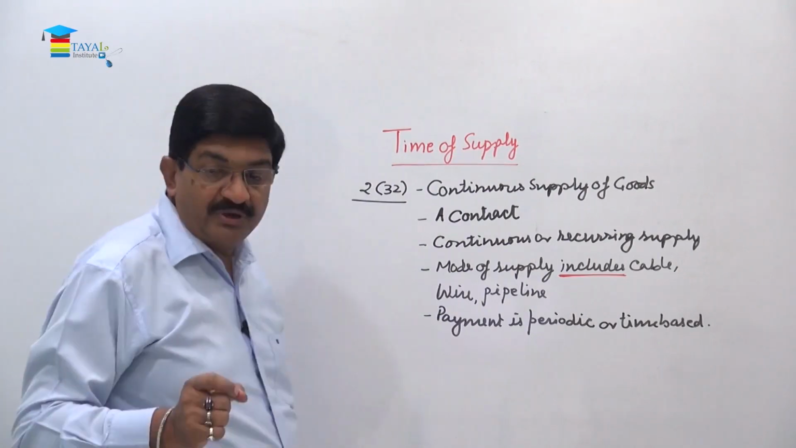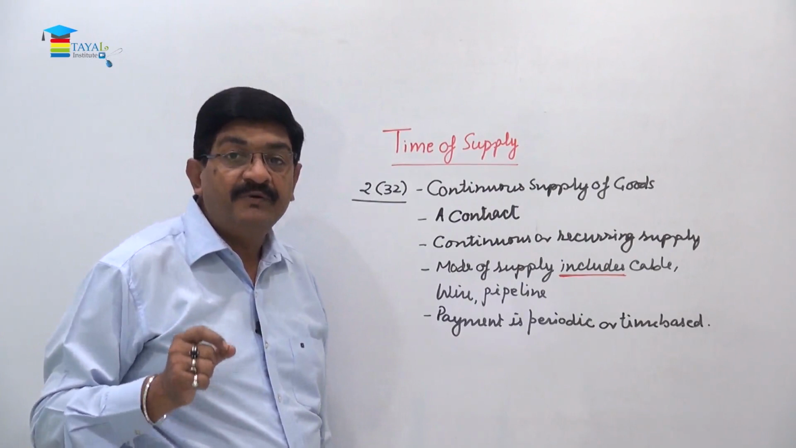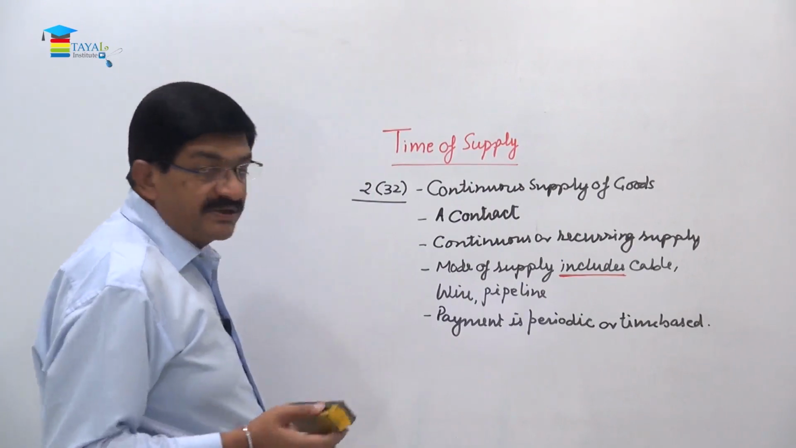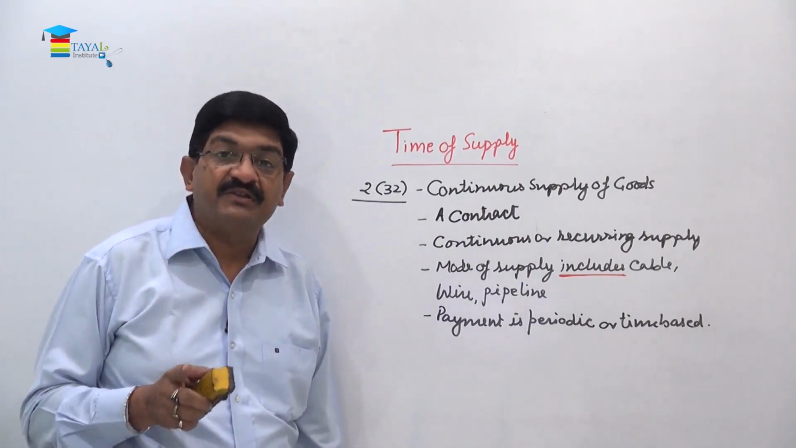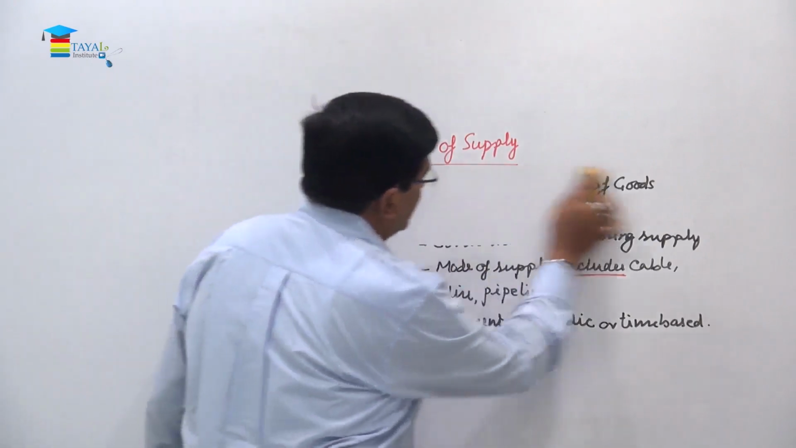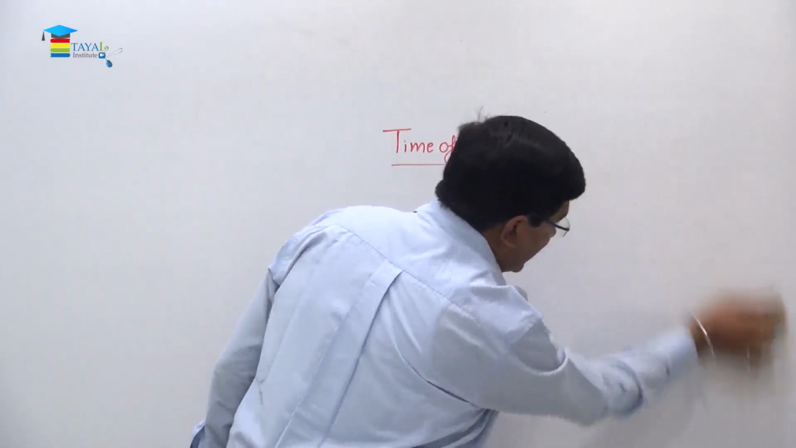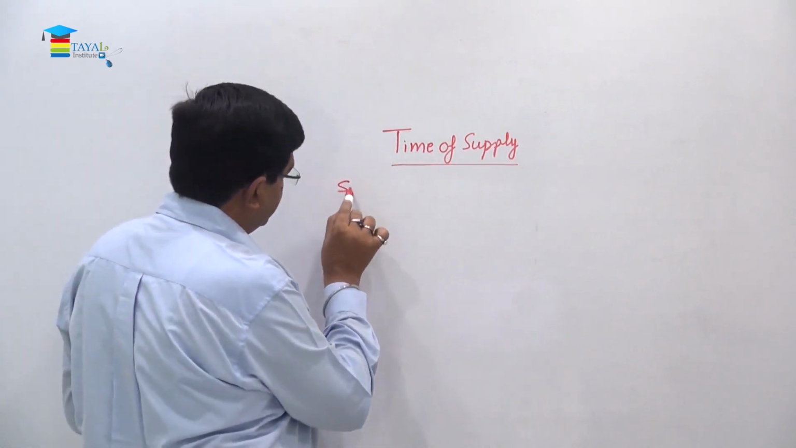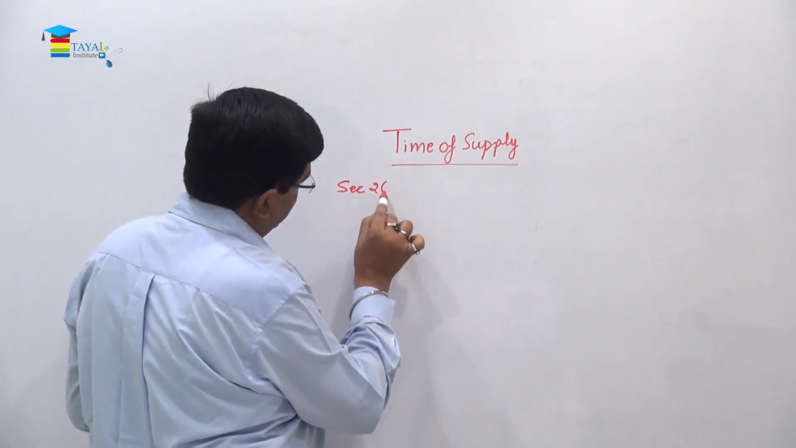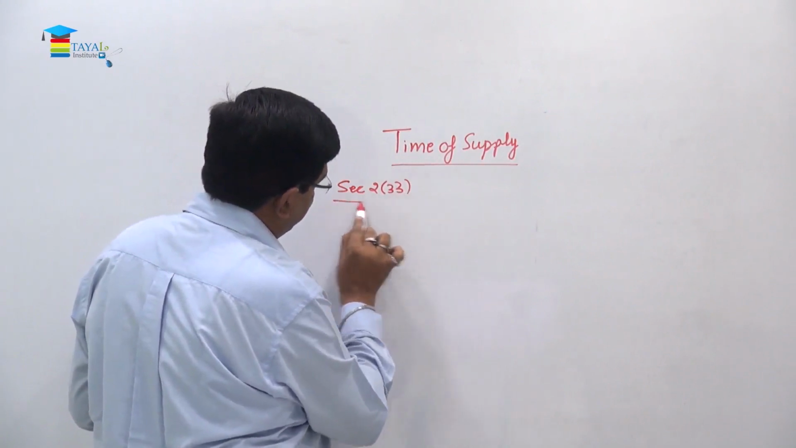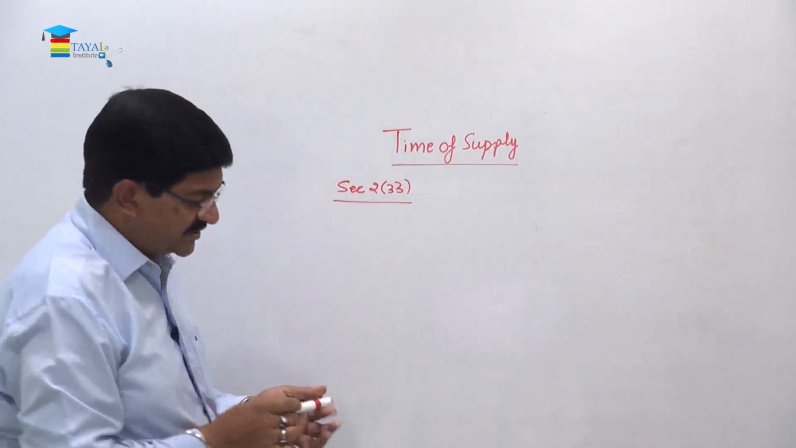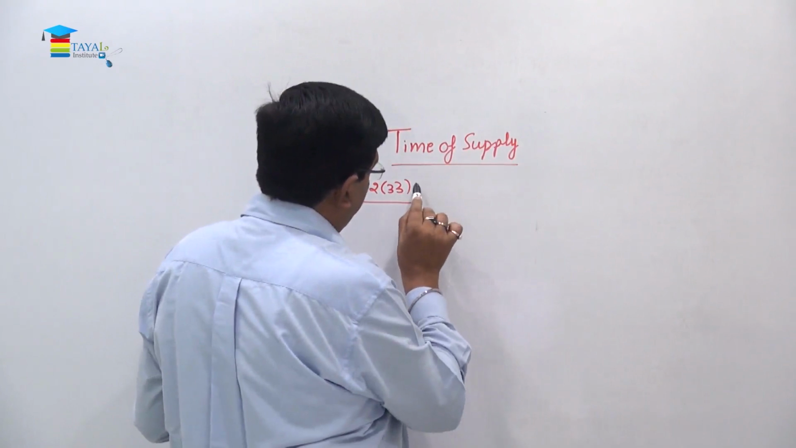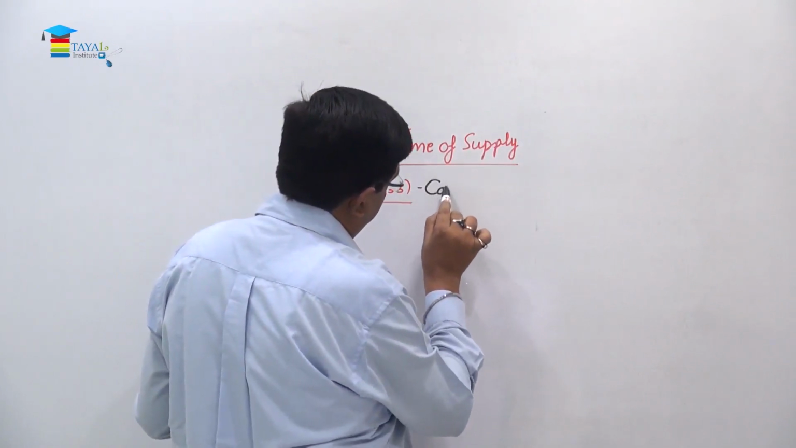The next definition is continuous supply of services. So that is under section 2 subsection 33. This is continuous supply of service.